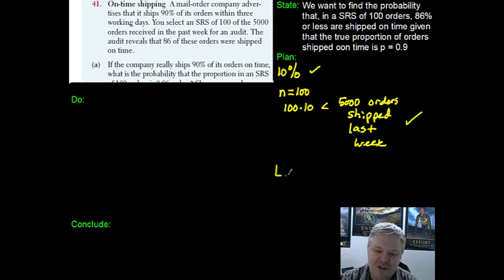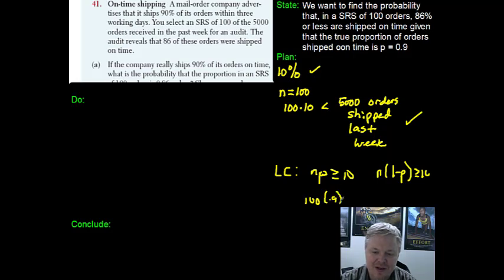And then we got to check the large counts condition. In the large counts condition, that's what we're going to check to see if we have normal conditions. So is n times p greater than or equal to 10, and is n times 1 minus p greater than or equal to 10? So we have 100 random samples. Our proportion is 0.9. Is that greater than or equal to 10? And yes, that's 90, which is greater than or equal to 10. And here, this would be 100 times 0.1. Is that greater than or equal to 10? And yes, that's 10, greater than or equal to 10. So yes, we have both conditions checked there.